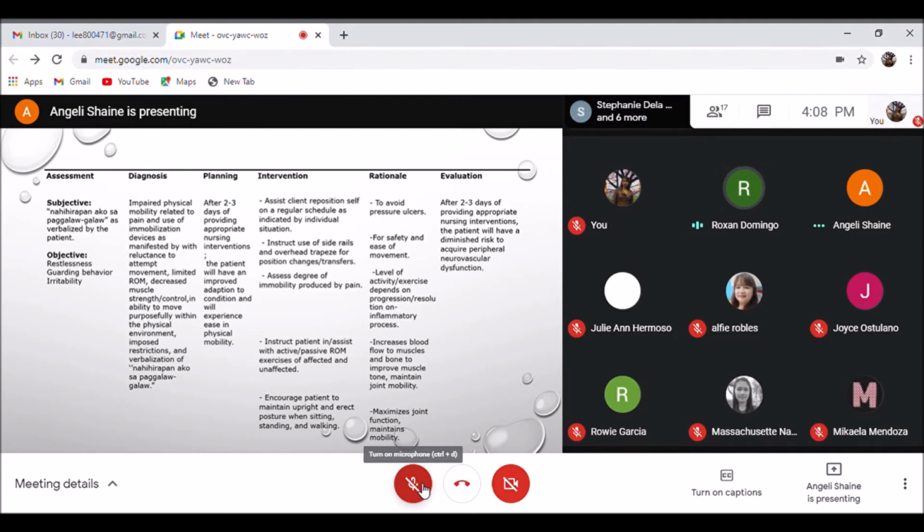Evaluation: after 2 to 3 days of providing appropriate nursing intervention, the patient will have a diminished risk to acquire peripheral neurovascular dysfunction.